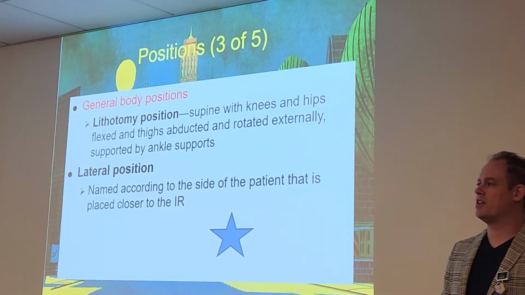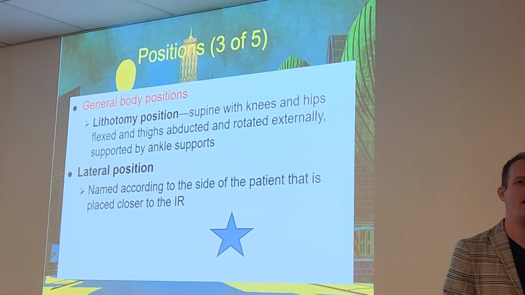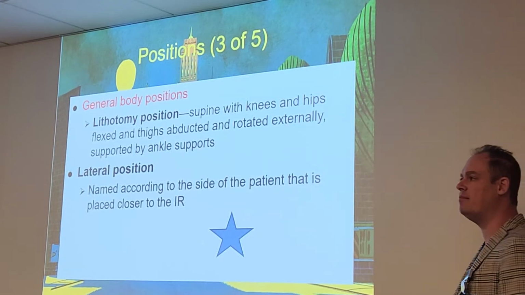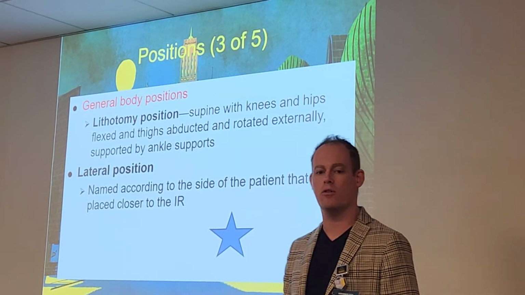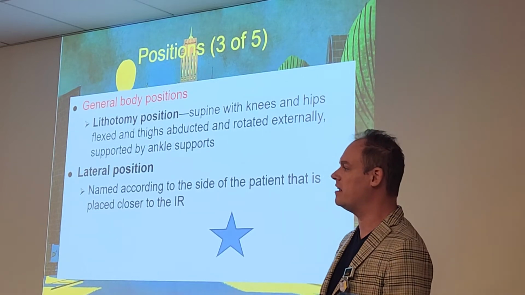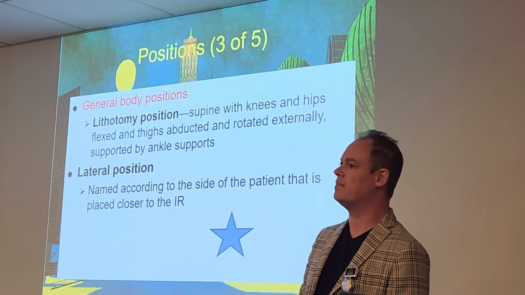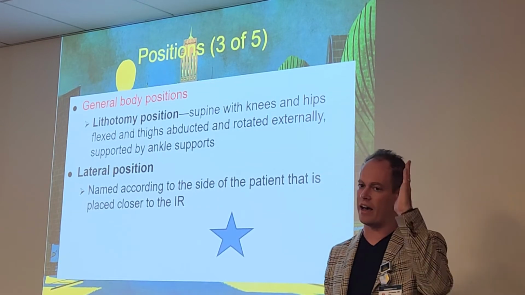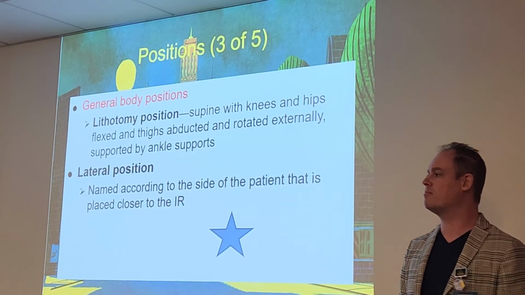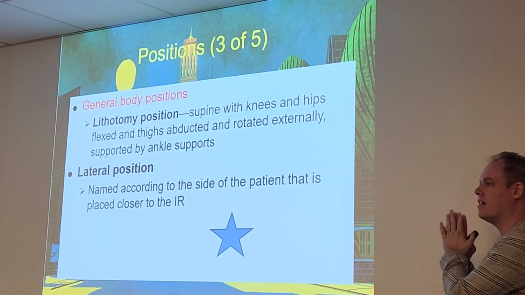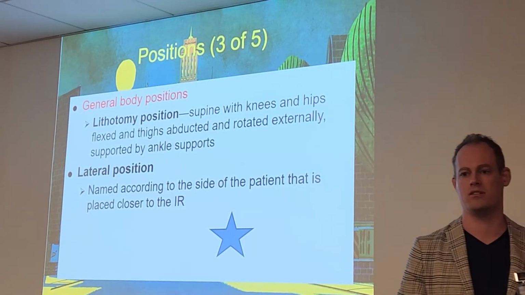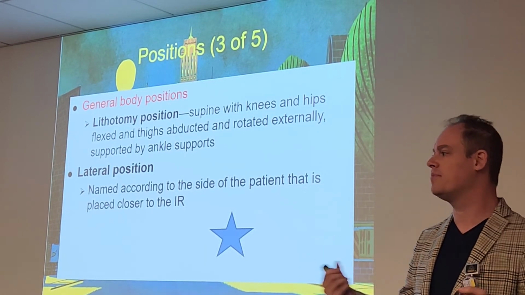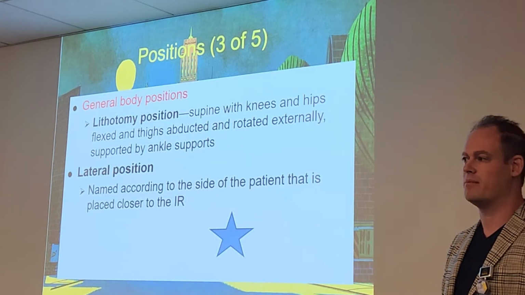And then the lateral position means that the patient is lying on their side or standing with their side against the IR. They can be the right or the left side, and we name that position according to the side closest to the IR. So if the right side is on the table, it's a right lateral. If the left side's on the table, it's a left lateral. If I'm standing with my left side touching the IR, left lateral. If I'm standing with my right side touching the IR, right lateral. Those are all lateral positions. So we can have an upright lateral. We can also have a recumbent lateral. You'll see what I did there? Does that make sense?